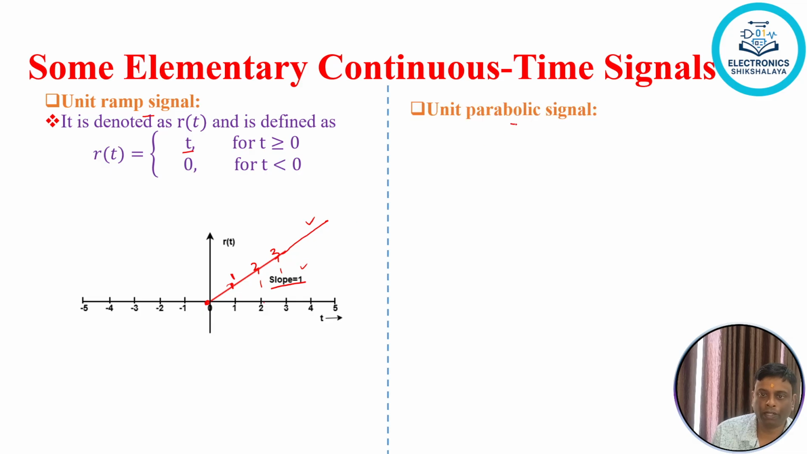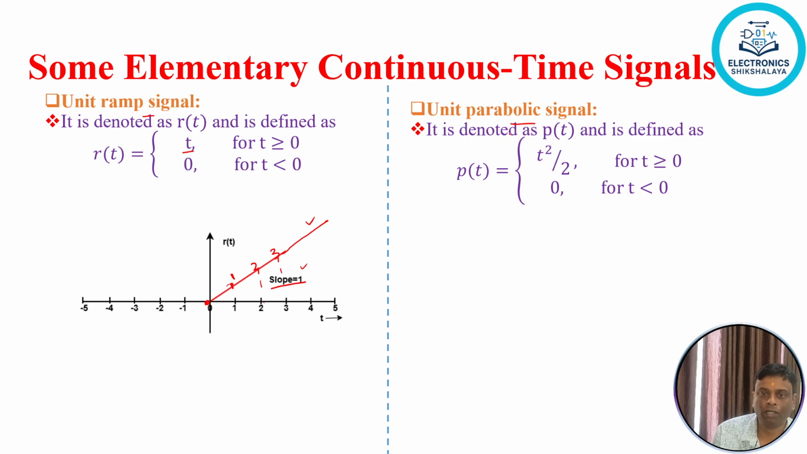So we have now the parabolic signal, denoted as p of t. It is t square by 2 for t greater than or equal to 0, and 0 for t less than 0. So this is the unit parabolic signal. You can see the graphical representation of this unit parabolic signal.